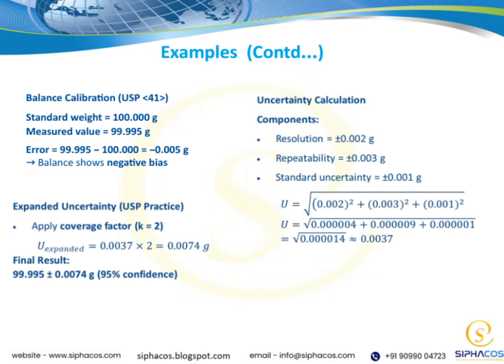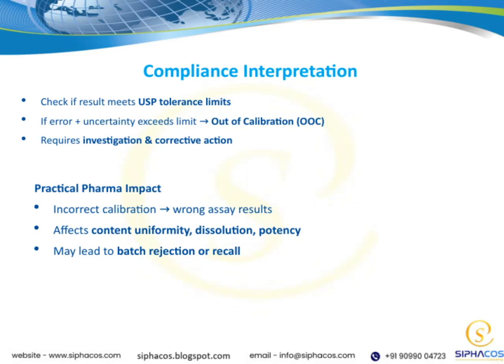Understanding these small discrepancies is crucial because they can impact the accuracy of your measurements. Regular calibration and checking help ensure your balance provides reliable results, which is fundamental for maintaining quality and compliance in your processes. Now let's talk about the practical impact of calibration issues in pharma.